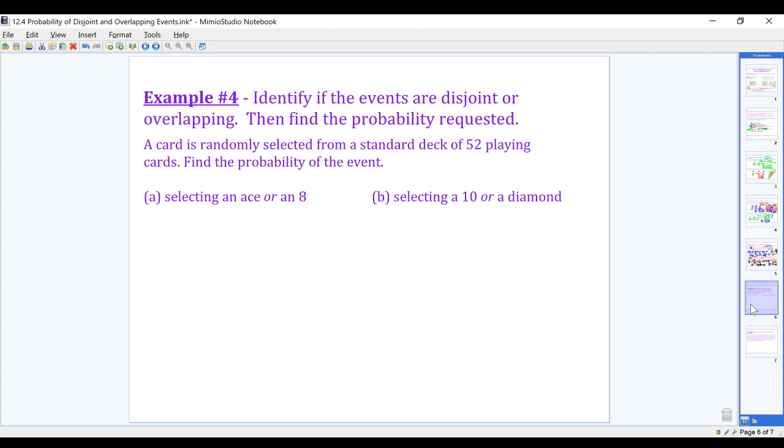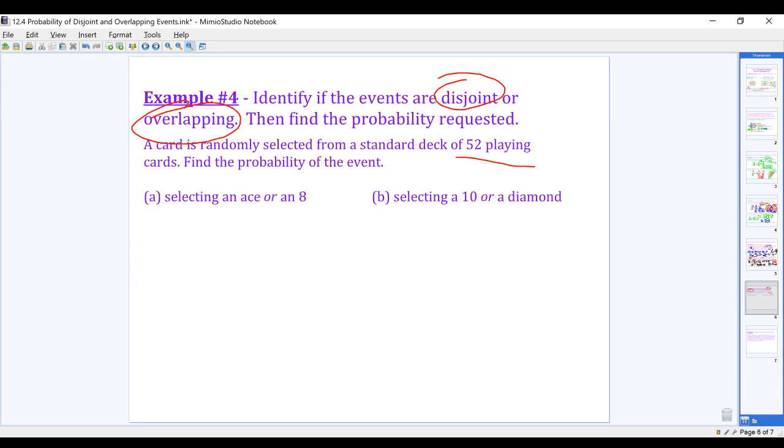So just stay tuned. Identify the events as disjoint or overlapping, then find the probability requested. So we're going to decide whether it's disjoint or overlapping and then find the probability. A card is randomly selected from a standard deck of 52 playing cards. These are not including jokers, by the way. Find the probability of the events.